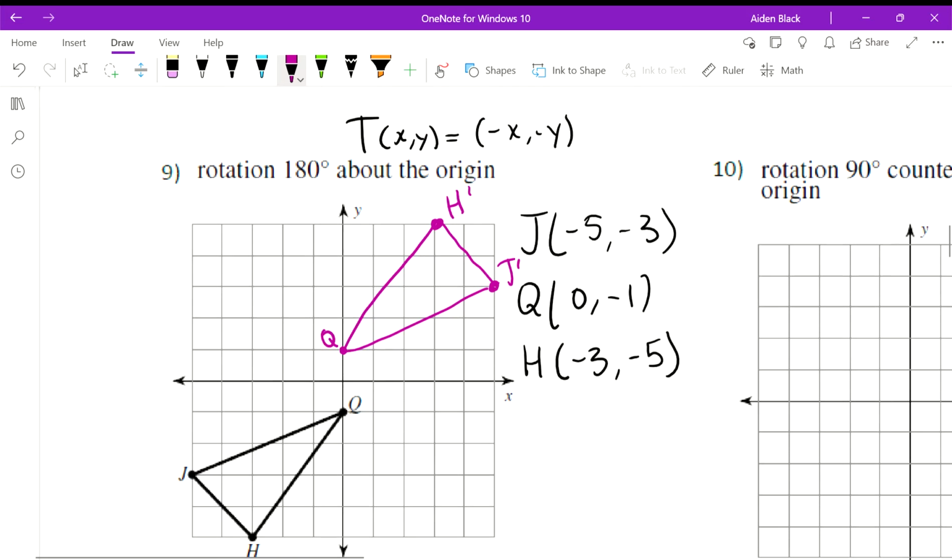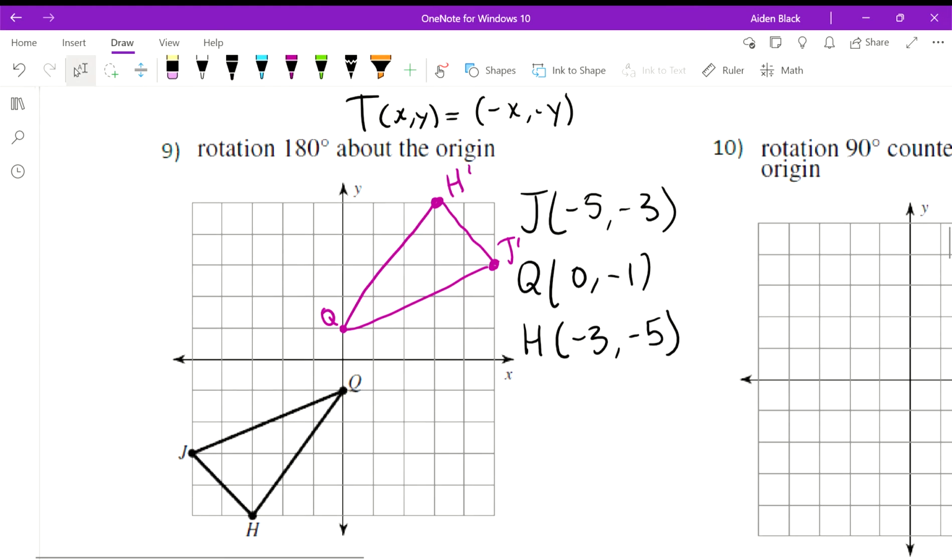If we were to use our function that we know works, which is 180 degrees rotation about the origin, we could just say, okay, J prime is going to be located at, and our x-coordinate's negative 5, so we need to make that negative as per our function. So negative negative 5 is just 5. For the y-coordinate, again, you change the sign, so we have 5, 3.